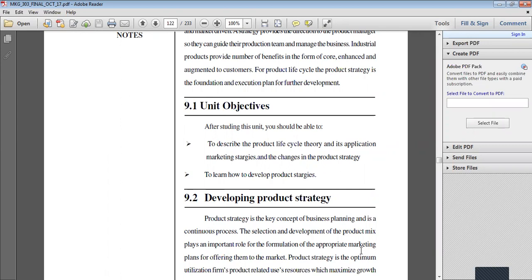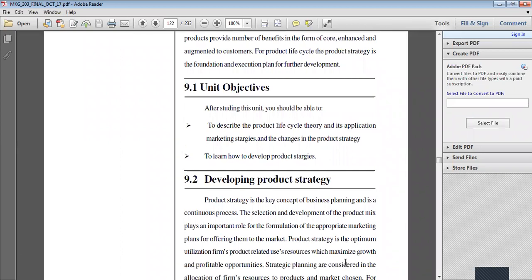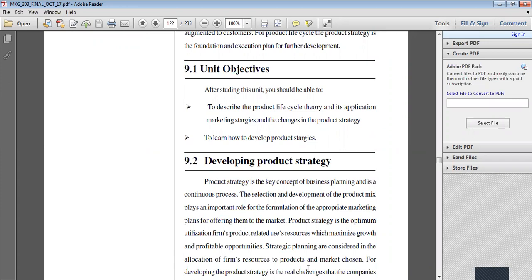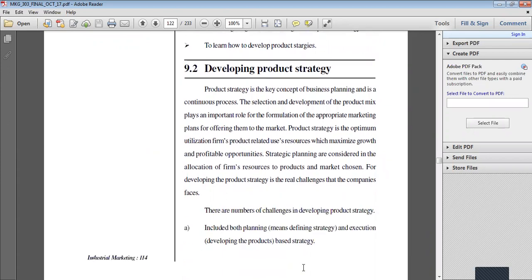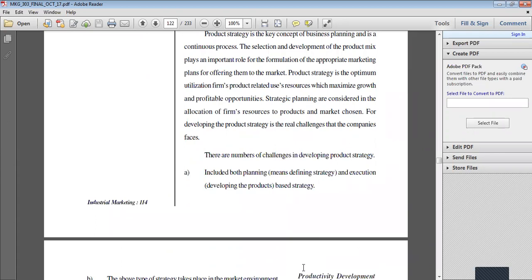The selection and development of the product mix play an important role in the formulation of appropriate marketing plans for offering products to the market. Product strategy is the optimum utilization of product-related resources, which maximizes growth and profitability opportunities. Strategic planning involves consideration in the allocation of the firm's resources to product-market choices. There are a number of challenges in developing product strategy.